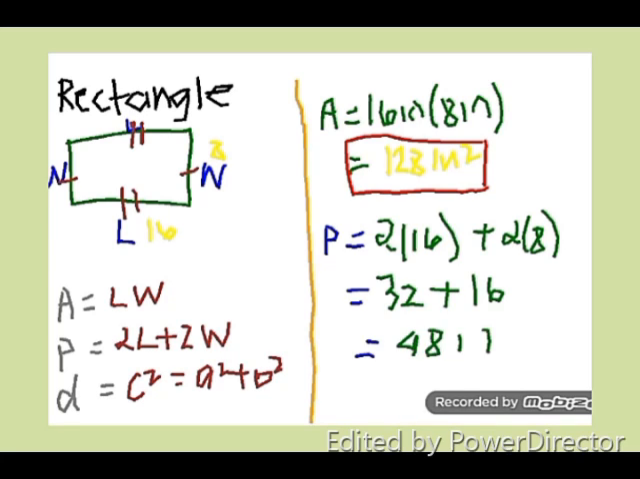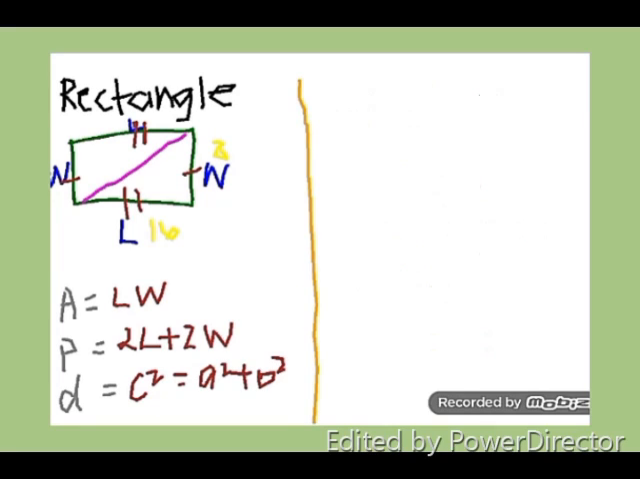And that's the area. The perimeter, 2 times 16 is the length, and the 2 times 8, the width. 2 times 16 is 32, and 2 times 8 is 16. 32 plus 16 is 48 inches.